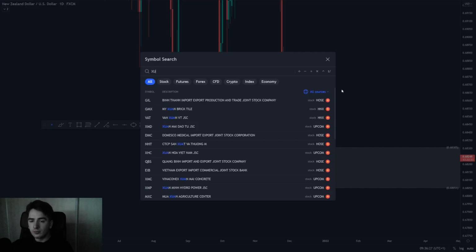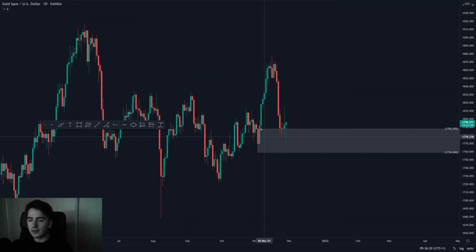Let's head over to gold. And gold is currently located inside of daily demand over here, expecting a further upside push for now.